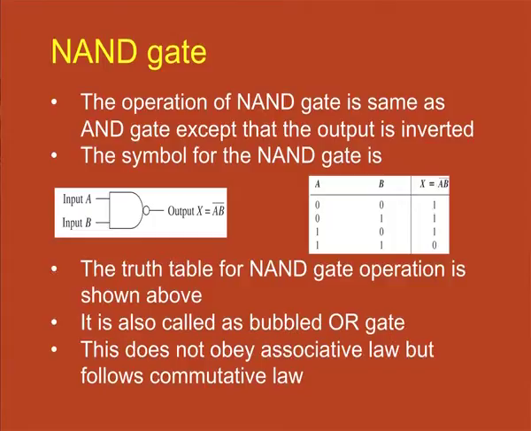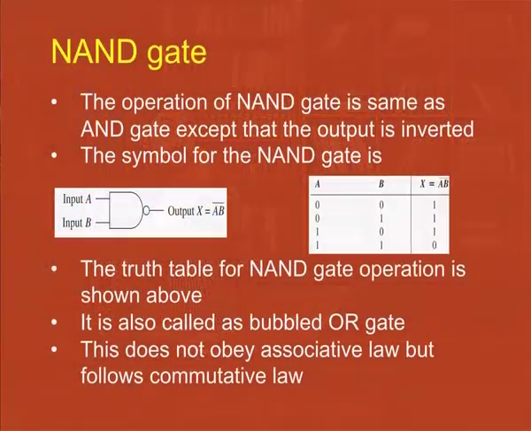Now, we will discuss the universal gates, that is NAND gate and NOR gate, and the first universal gate that we want to discuss is NAND gate. The operation of NAND gate is same as AND gate, except that the output is inverted. That means, the output that we obtain in NAND gate is complement of the output that we obtain from AND gate.